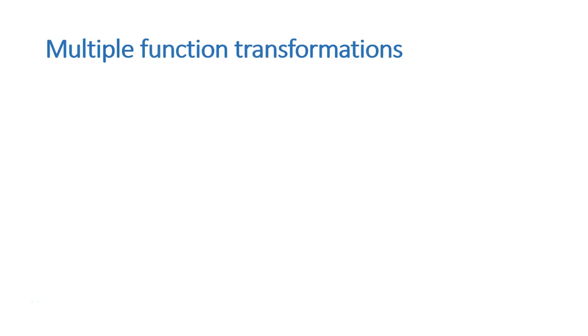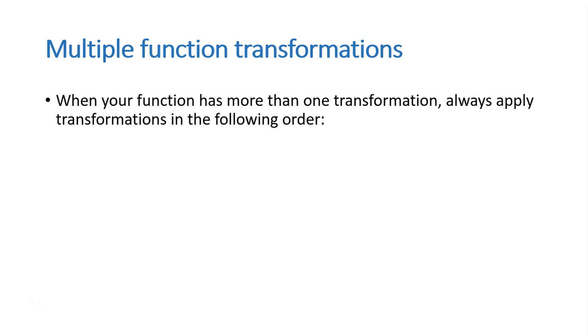So I'm sure you're aware that you're not just going to be given one transformation. You're going to have a function that has a bunch of different things going on. So what happens when we have more than one transformation applied to our function? What do we need to do? Well, in this case, when our function has more than one transformation, we have a specific order we have to apply them in. They always have to be applied in the same order when there are multiple transformations going on, being applied to our parent function.